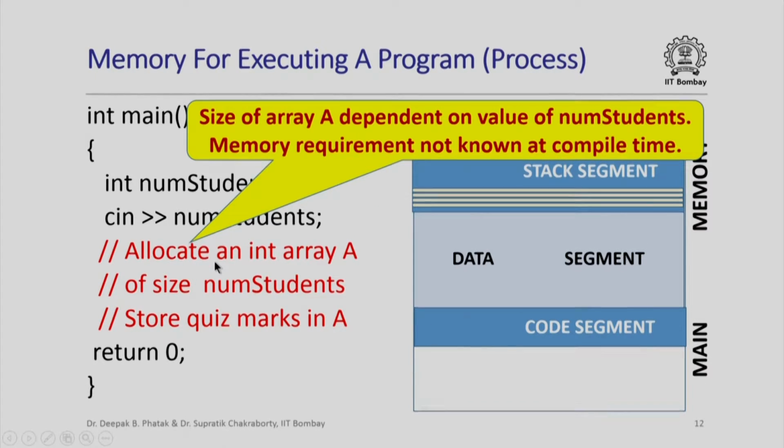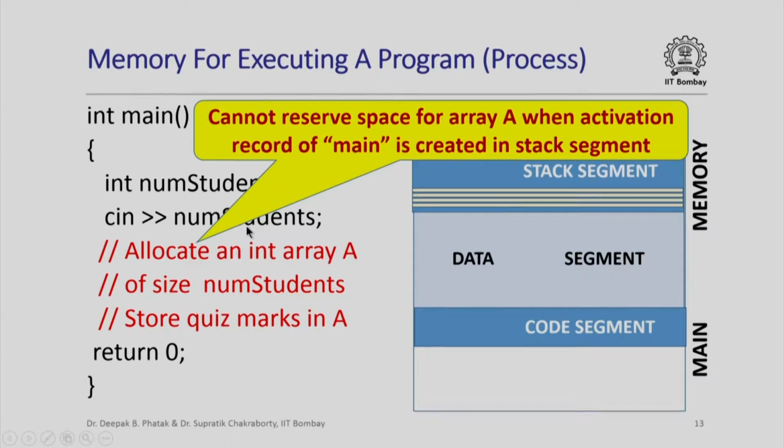However, if I look at this array A that I want to allocate, then the size of this array A depends on the value of num_students that I am going to read in from the user. As a result, I do not know how much memory I will require at compile time. Consequently, I cannot reserve space for this array A when the activation record of main is created in the stack segment. Only after main starts executing can I figure out what the value of num_students is, and only then would I know how big this array A is going to be.